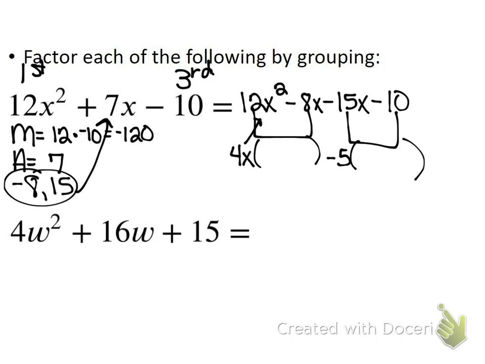Yep. Okay, so when you were doing your M and A, it's negative 8 comma 15. Wouldn't that be a positive? It would be a positive 15. Thank you. I see what you're saying now. So then that negative in front of the 5 would be a positive.